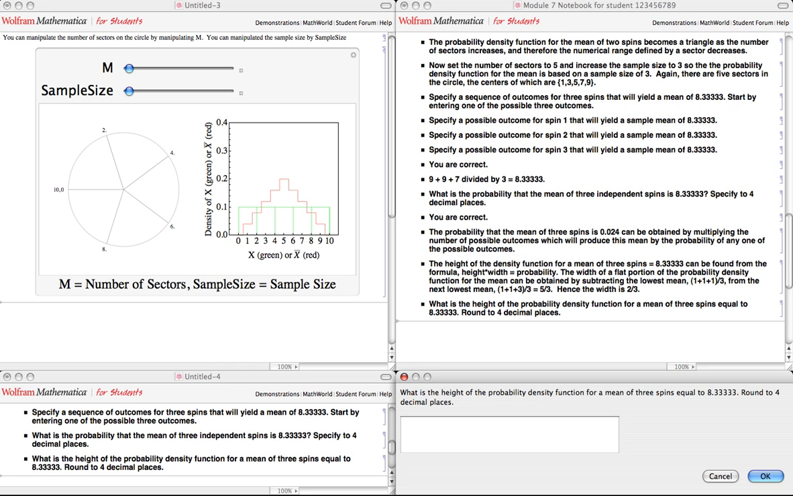What is the height of the probability density function for a mean of 3 spins equal to that number? Remember that probability is height times width. The probability here is 0.024. The width, you're told here, is 2 over 3. So height is going to be probability divided by width. So you have to divide 0.024 by 2 over 3, and that gives you a number equal to 0.036.